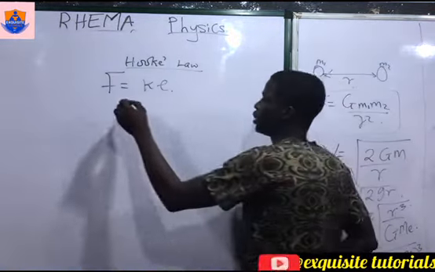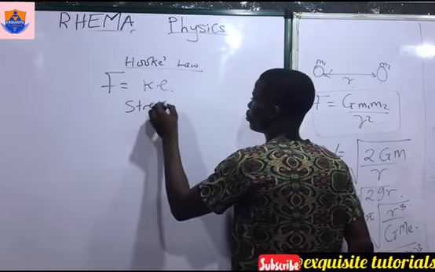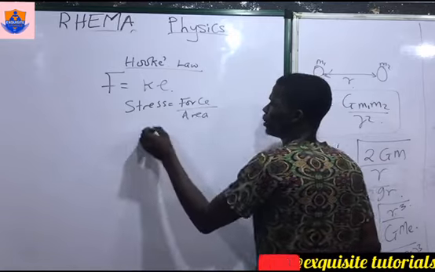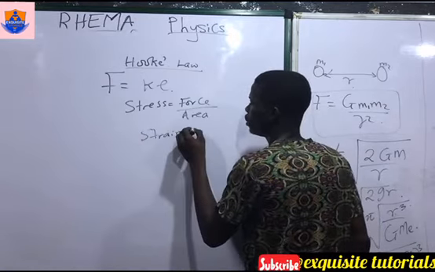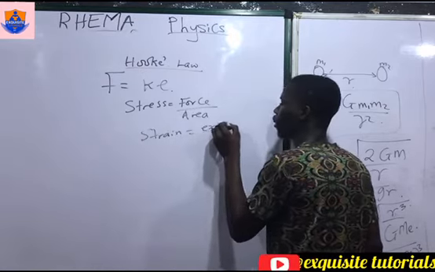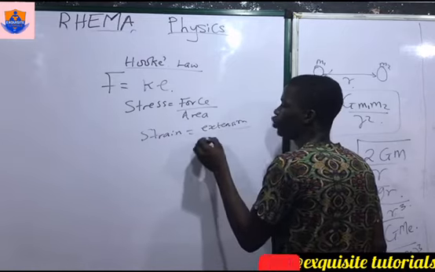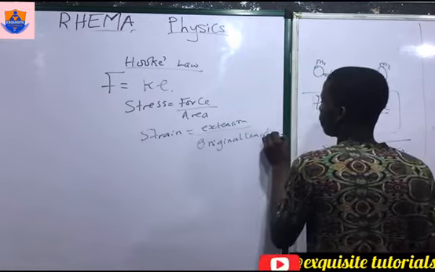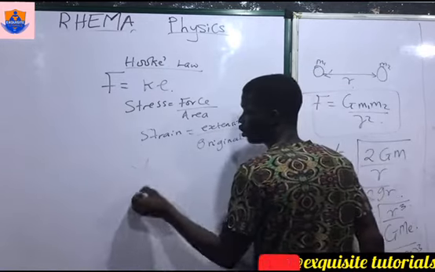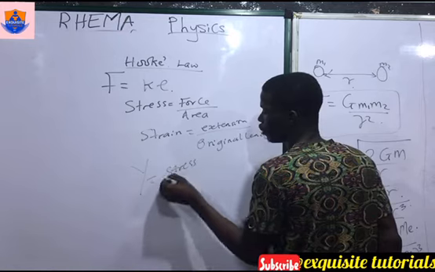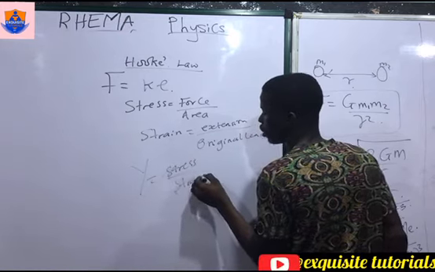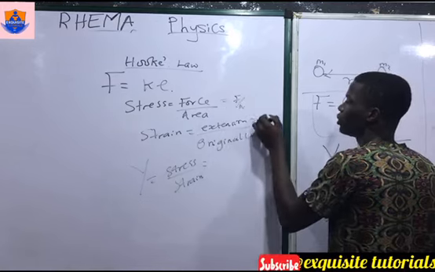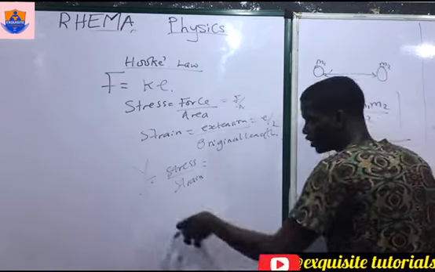Then I told you my value for stress is equal to the force over area. Then my strain is extension over original length. Then my Young modulus is stress over strain. So definitely, this one I can make it equal to F over A, and this one I can make it e over L. So I can just fix that into this part.